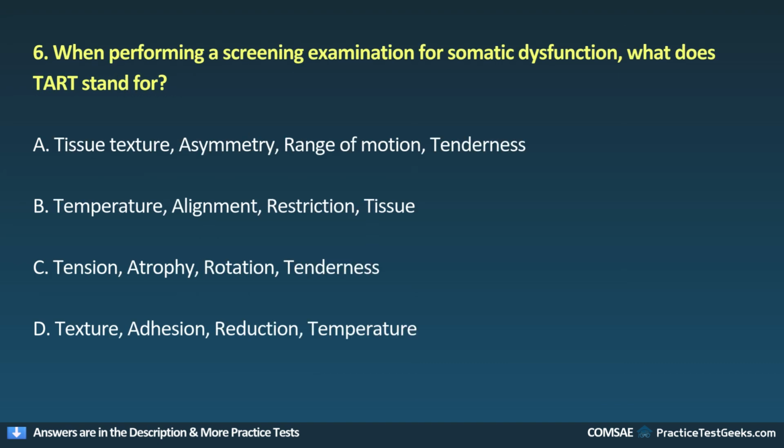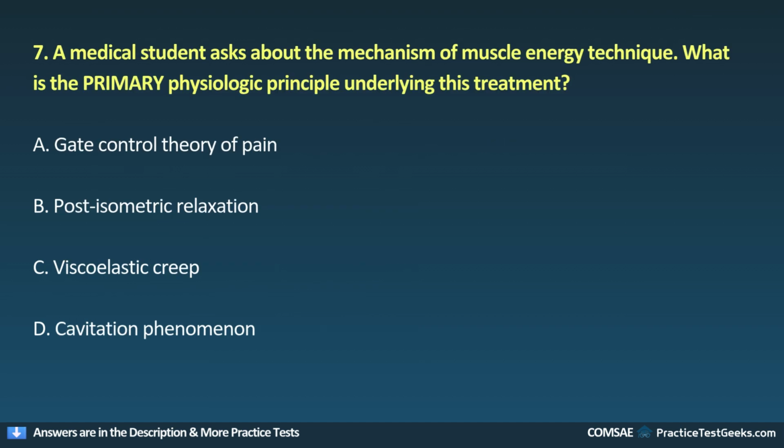6. When performing a screening examination for somatic dysfunction, what does TART stand for? A. Tissue texture, asymmetry, range of motion, tenderness. B. Temperature, alignment, restriction, tissue. C. Tension, atrophy, rotation, tenderness. D. Texture, adhesion, reduction, temperature.